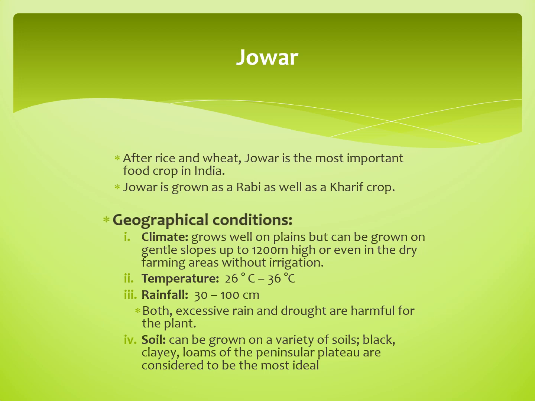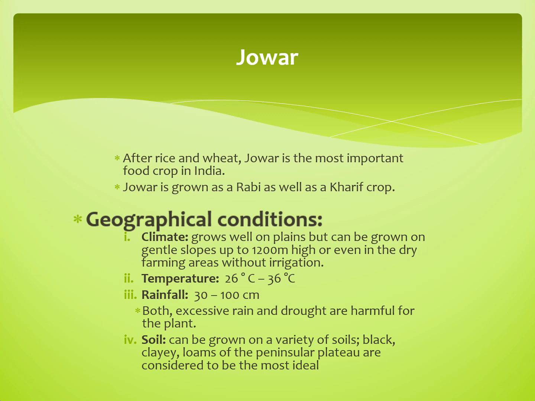Now let's have a look at the geographical conditions required for growing jawar. Climate. Jawar grows well on plains but can be grown on gentle slopes up to 1200 meter high or even in dry farming areas without irrigation. Temperature. Jawar requires temperature ranging from 26 degree to 36 degree Celsius. Rainfall. Jawar needs rainfall from about 30 to 100 centimeter. It cannot grow where rainfall exceeds 100 centimeter.